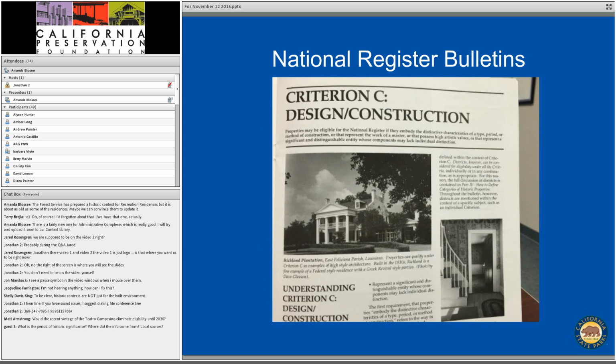And the same for criterion C, design construction. A property may be eligible if it represents or embodies the distinctive characteristics of a type of architecture. So your statement of significance should say XYZ building is significant because it embodies the distinctive characteristics of a type of architecture. And so that is the beginning of a good contextual statement.